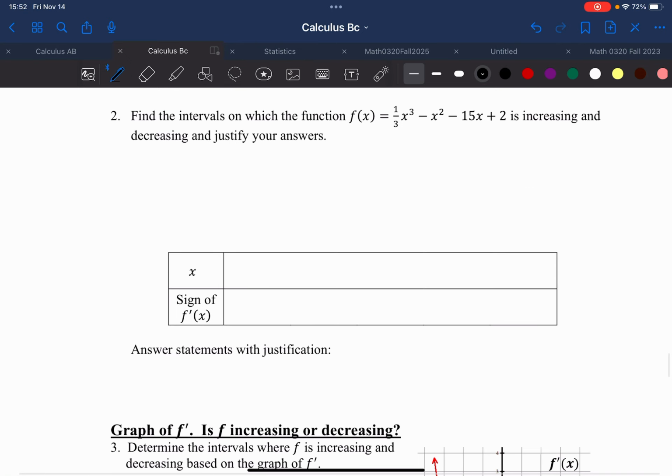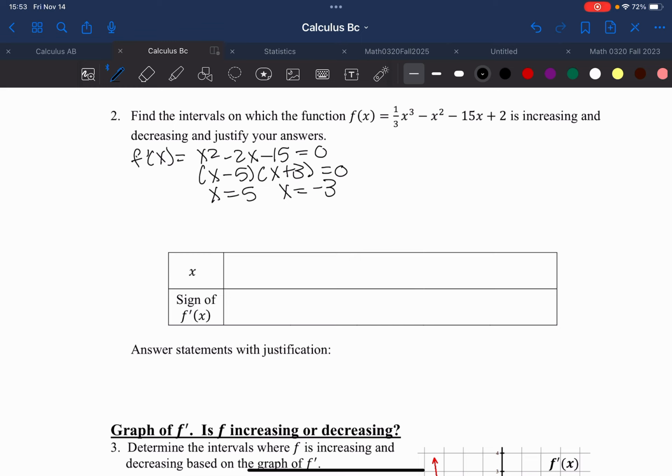Number 2 says find the intervals on which the function is increasing and decreasing and justify your answer. So the first thing we have to do is take the derivative. So f prime of x is equal to x squared minus 2x minus 15. Then we're going to set that equal to 0 and solve for x. So we're going to have to factor this. x minus 5 times x plus 3 equals 0, which means I have x equals 5 or x equals -3.